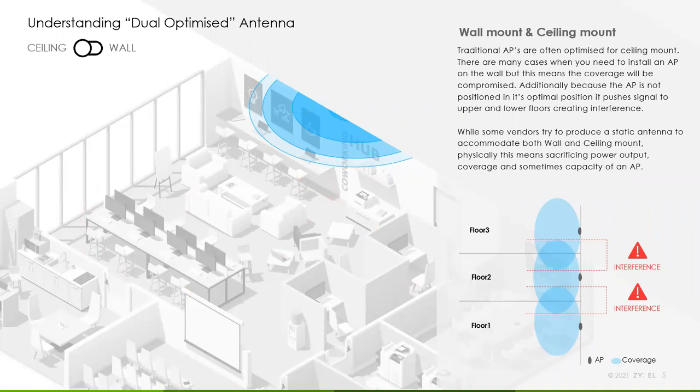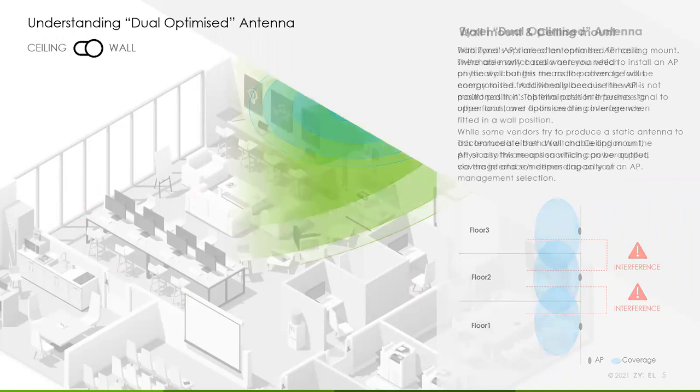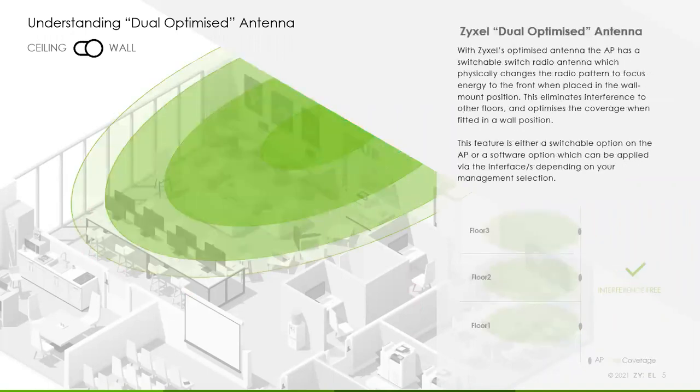So our solution for that is this dual optimized antenna. So APs that have dual optimized antennas, as the name sounds, dual, we've got two different sets of antennas in these access points for each radio. And you have the ability to switch between ceiling or wall configuration. So those APs that you mount on the ceiling, you leave them in ceiling mode. For those that you mount on the wall, you can switch them over to an optimized pattern for wall mounting to improve the coverage.